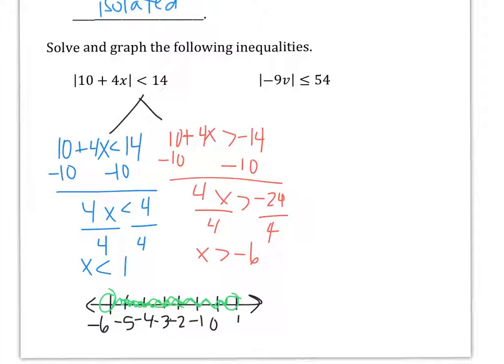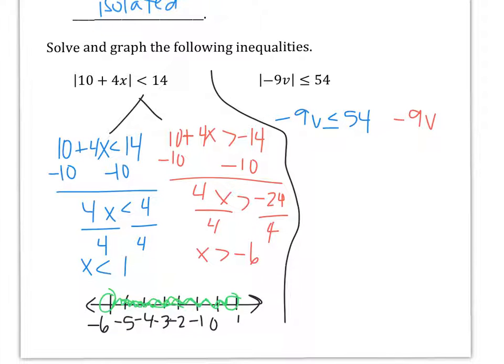All right, let's look at the second example. The absolute value of negative 9v is less than or equal to 54. So I'll write my two cases. The first one is as I see it. And the second case, I must flip the inequality sign, change the value on the other side, and I'll divide by a negative 9. And when I divide by a negative, I have to flip the inequality symbol.